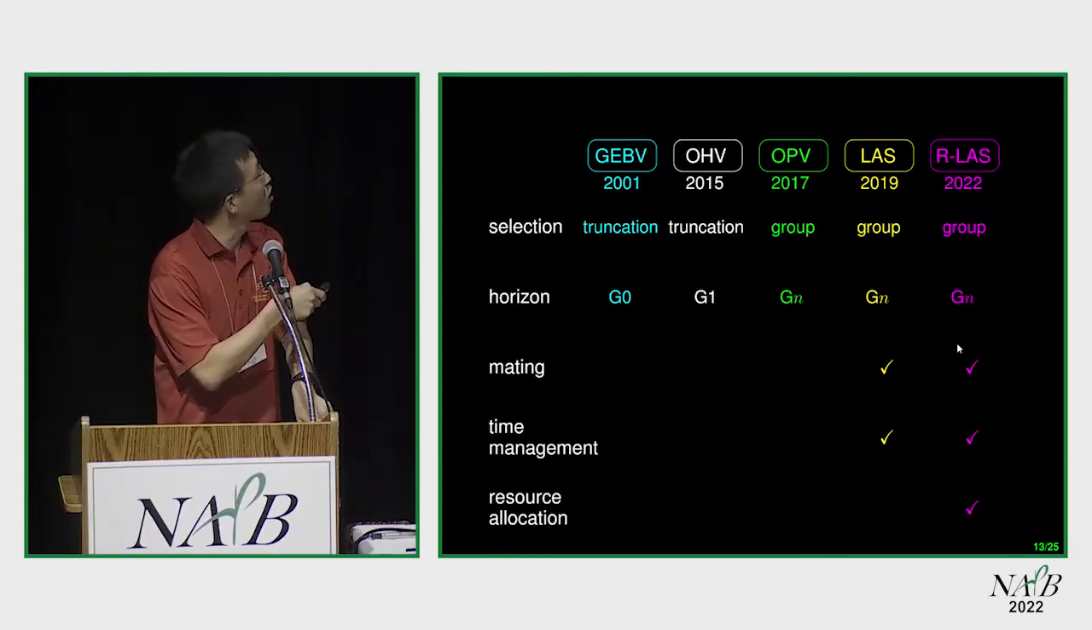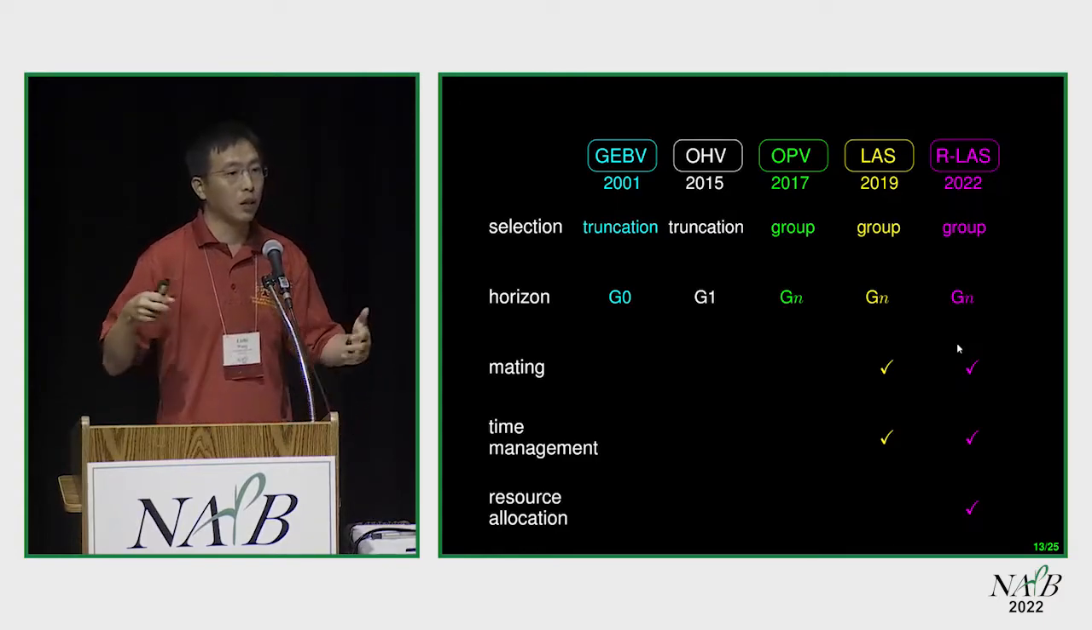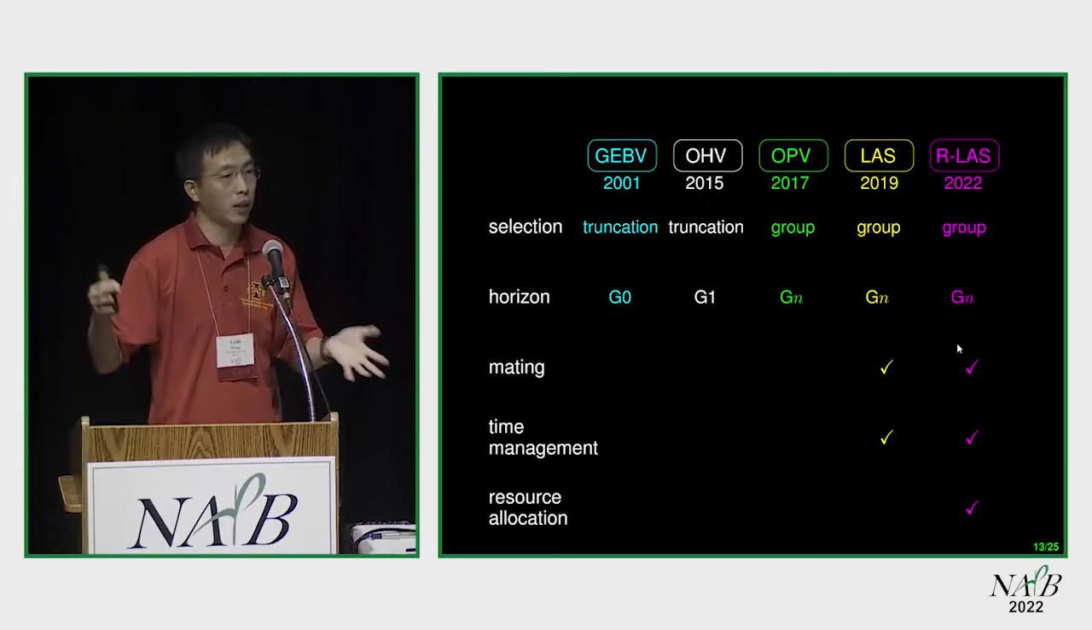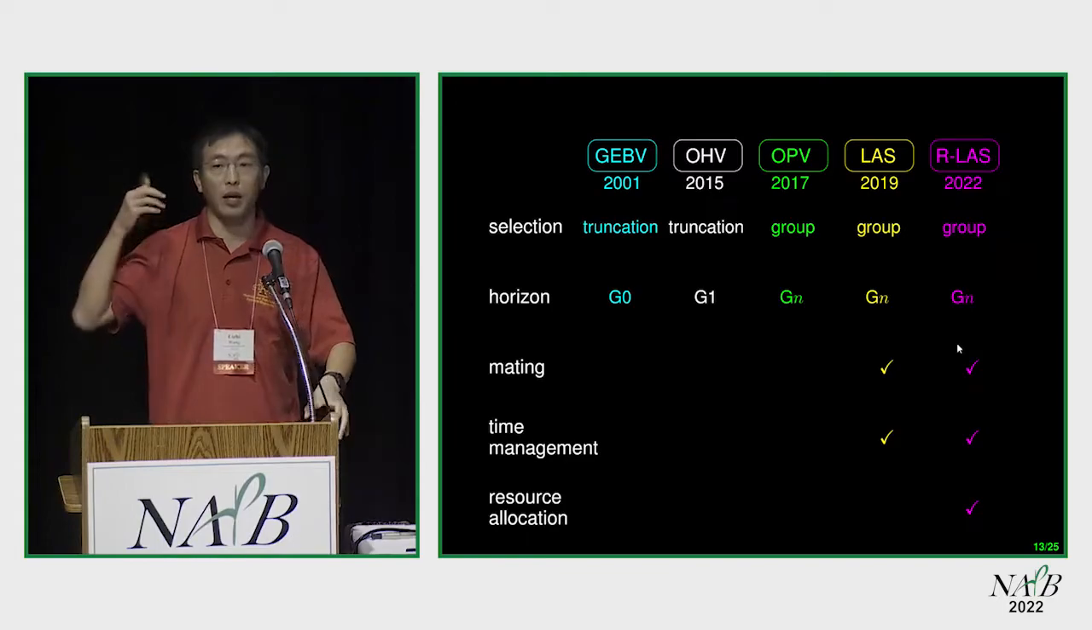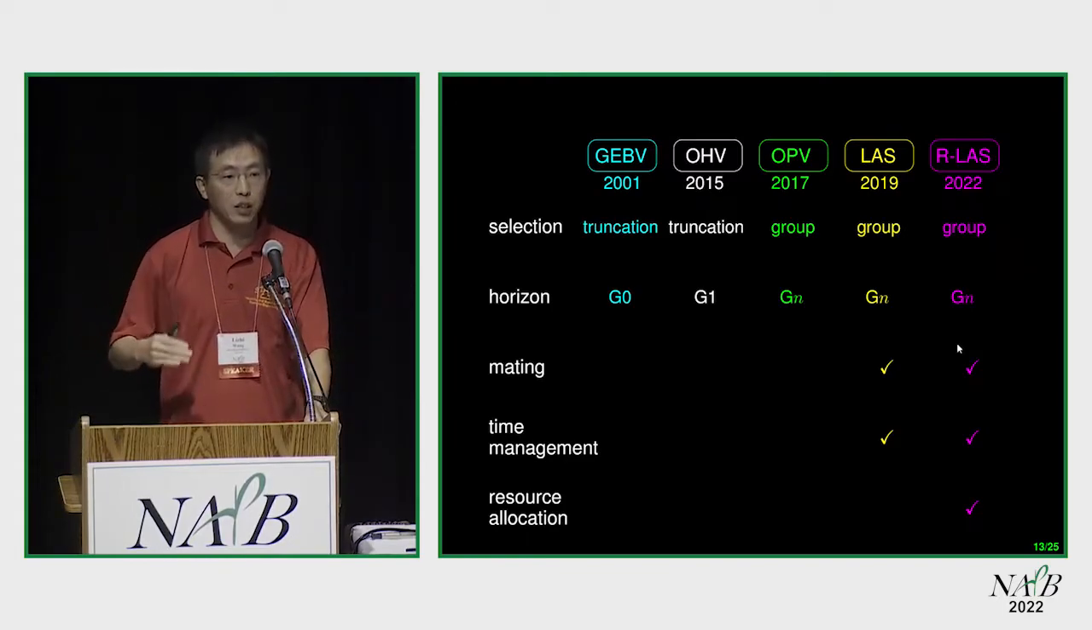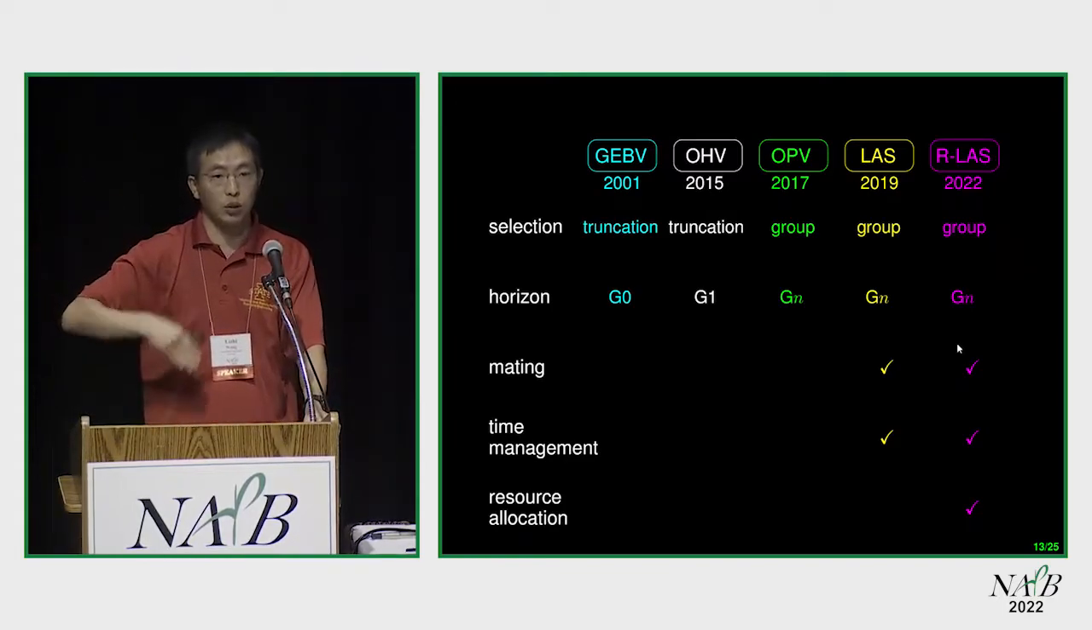So it's no longer a truncation selection. It's based on the group selection concept. I will explain with an example later, but also looking at the G, you are selecting for the best individual in the future, not in the current generation.